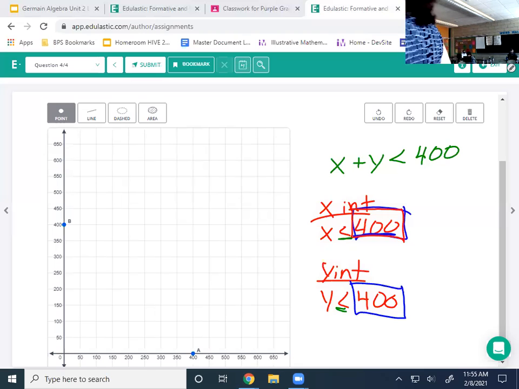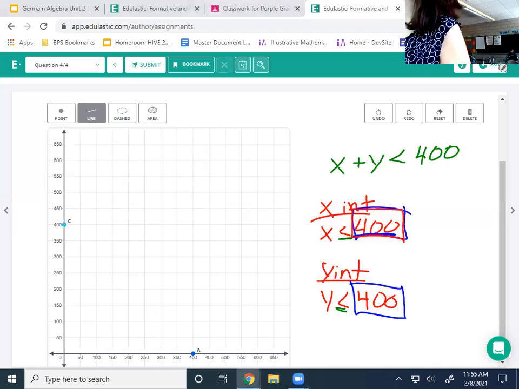Okay, so I have these 2 points here, these 2 intercepts plotted. What do I have to do with them? Go ahead. Connect the dotted line. Connect them. And why do you say make it a dotted line? Because there's nothing under. Very good, because it's not "or equal to."